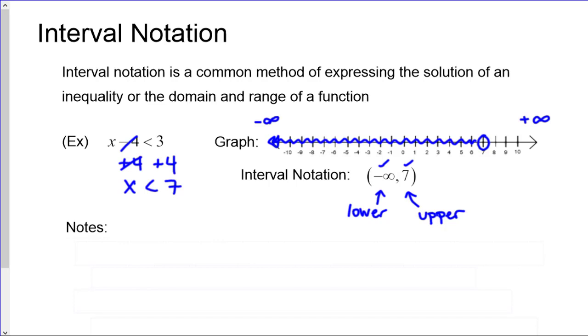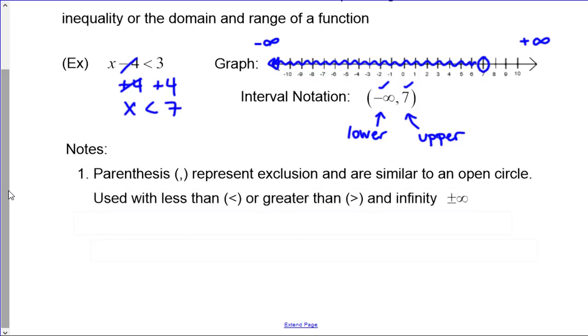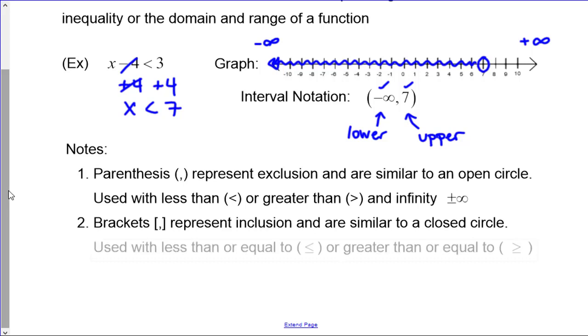A few notes about interval notation. First, parentheses represent exclusion, similar to an open circle. And parentheses are used with the less than or greater than symbols, but also anytime you're using positive or negative infinity. You always put parentheses around those values because they're not actual numbers, they're just concepts. Next, brackets represent inclusion, similar to a closed circle. And these are going to be used when you have less than or equal to or greater than or equal to in an equation.